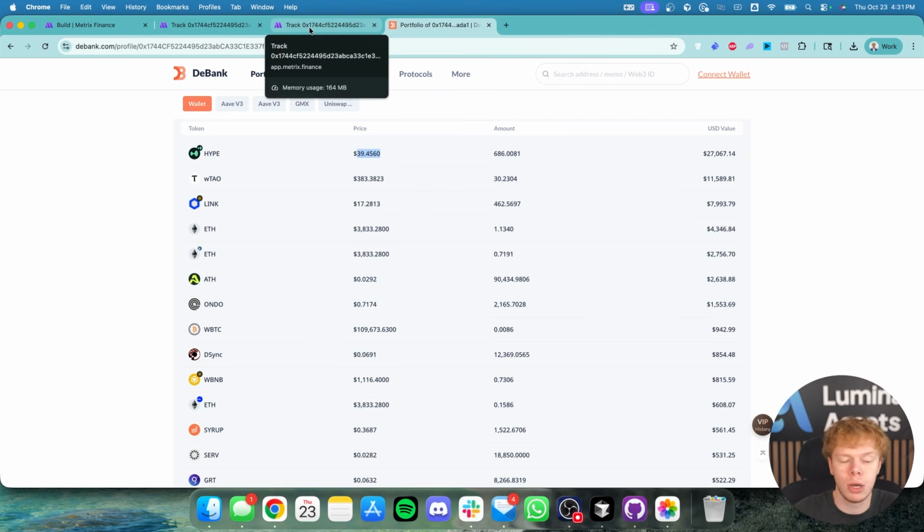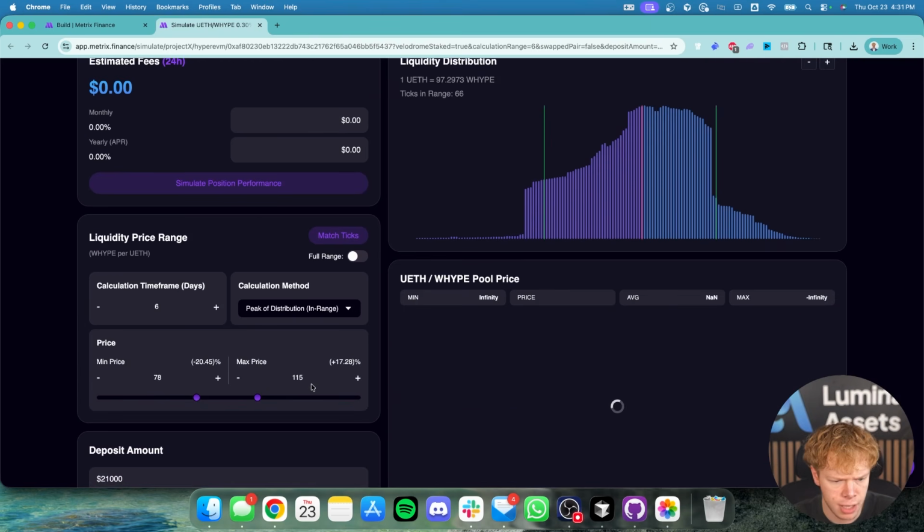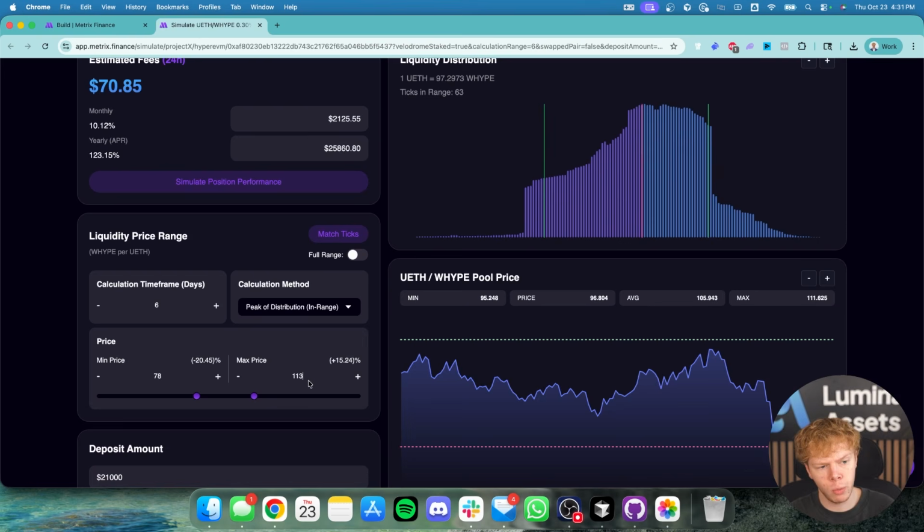So now that's going to be converted, some of it into Ethereum, and some of it is going to stay in Hype. So I'm going to go to the Simulate page on this specific one. I'm using the range of 78 to 115. Depending on when you watch this video, this range may or may not be applicable, so do keep that in mind. It's important to formulate your own strategy as opposed to just copying mine, because you don't know all the risk, all the ways to make money through this specific strategy, because I've done the due diligence on this one.